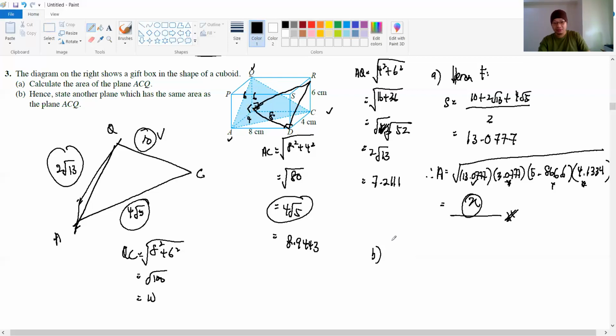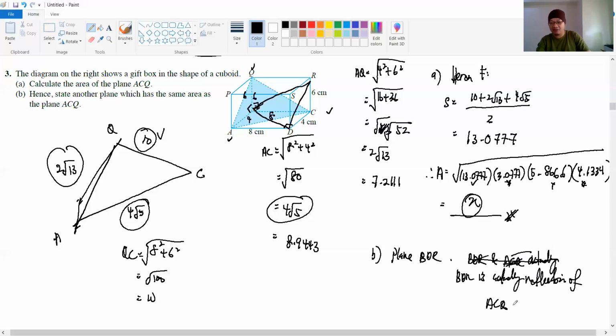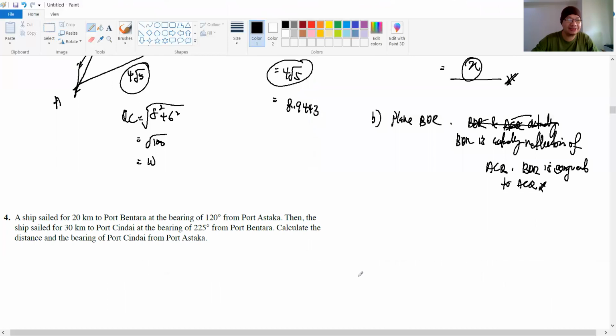Therefore the plane is BDR. If the question asks why you say the plane BDR, you can say that BDR is actually a reflection of ACQ. Or the other one, we can also say BDR is congruent to ACQ. Okay, there are two reasons here. The first reason is because of reflection. The second reason is because of congruence. Settle. All right.